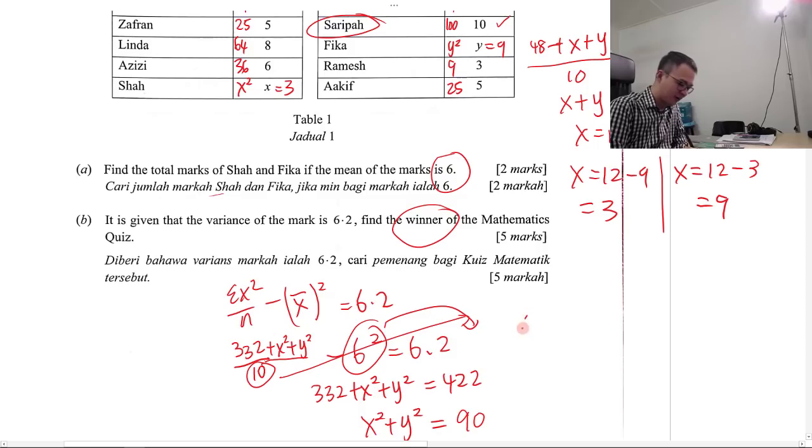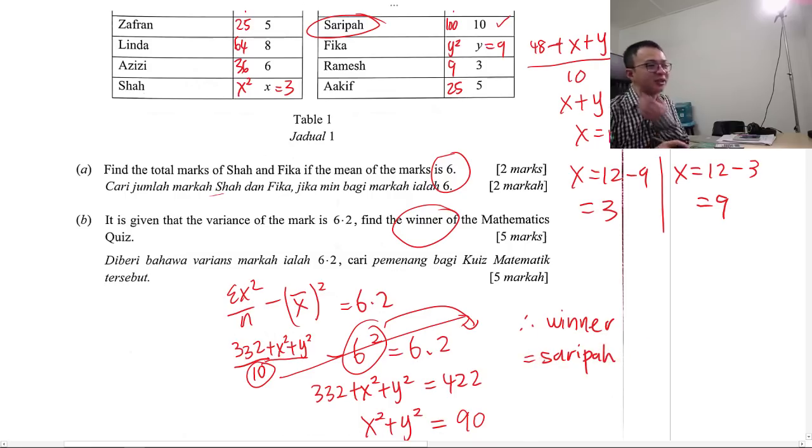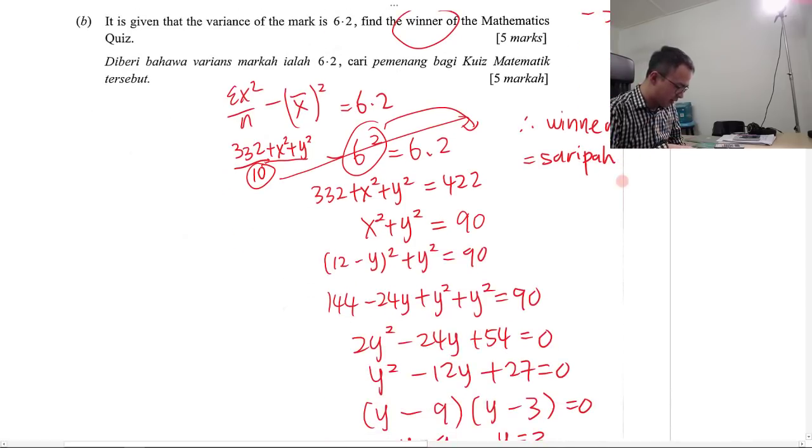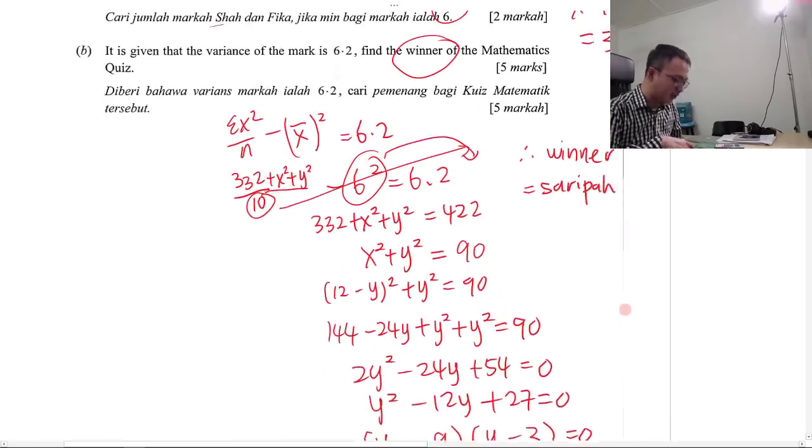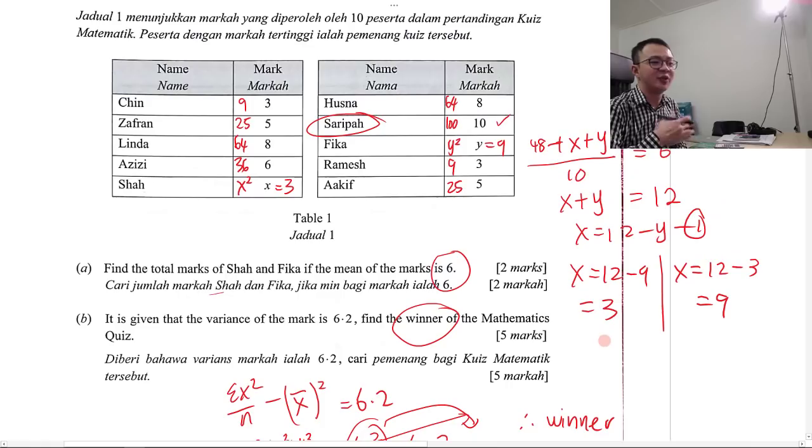So therefore, the winner is Sharipah. Okay? So this is how to do this kind of question. If you didn't find x and y over here, no, I guess you need to find x and y. Then only you can identify the winner.